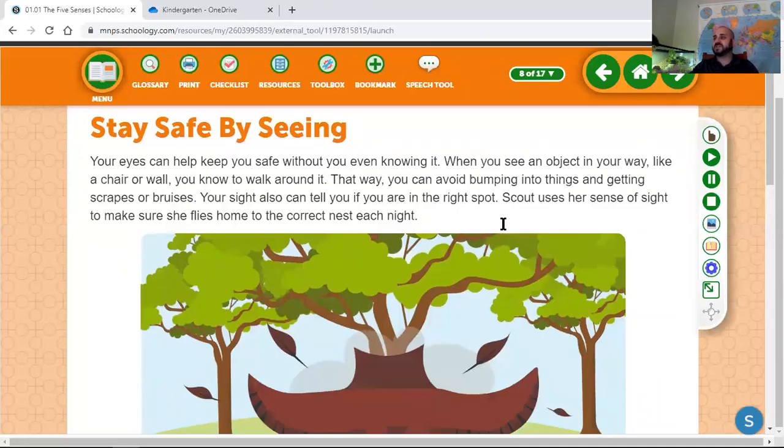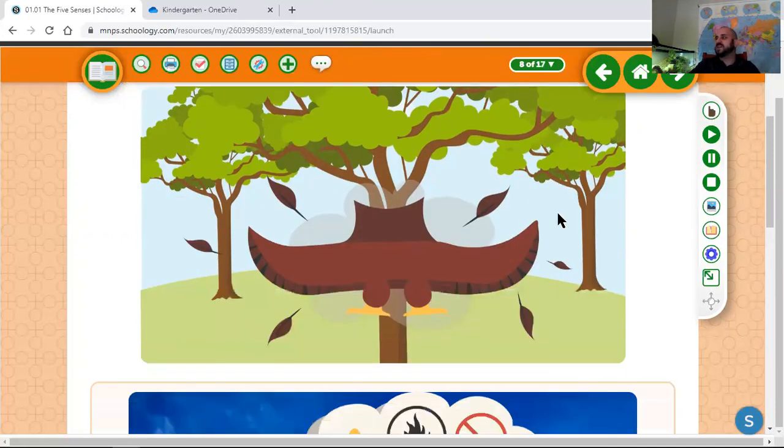Stay safe by seeing. Your eyes can help keep you safe without even knowing it. When you see an object in your way, like a chair or a wall, you just know to walk around it. That way you can avoid bumping into things and getting scrapes or bruises. Your sight can also tell if you are in the right spot. Scout uses her sense of sight to make sure she flies home to the correct nest each night.